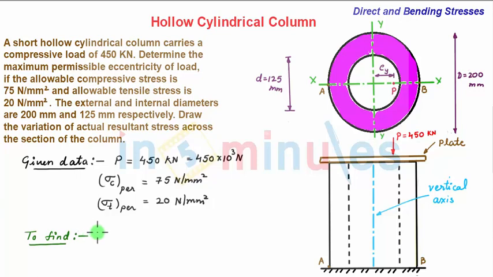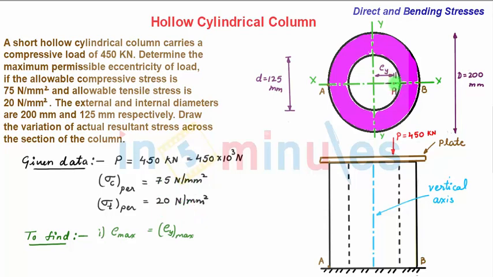In this problem they have asked us to first find the maximum eccentric distance E max, in this case EY max, such that the stress on the compression side as well as on the tension side does not exceed the maximum permissible compressive and tensile stress, which are given as 75 Newton per mm square and 20 Newton per mm square respectively.